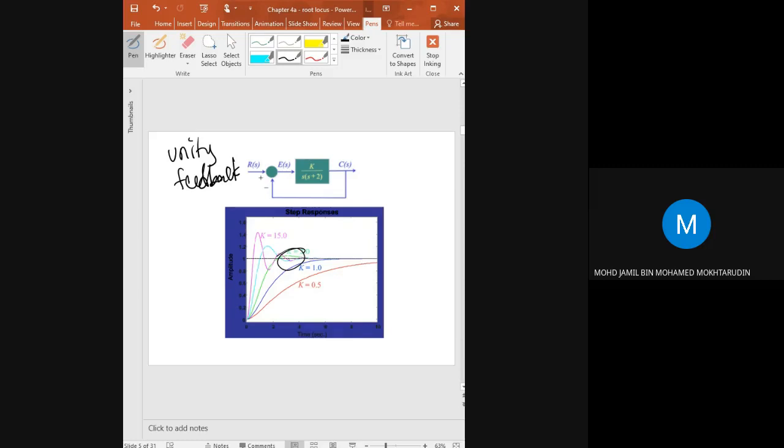But here in root locus, basically we want to see what happens if you vary the value of K. What happens to the system? Does it become more stable or more unstable? Okay, so in this case, it becomes more stable. It is stable, but it produces more damping and also overshoot.